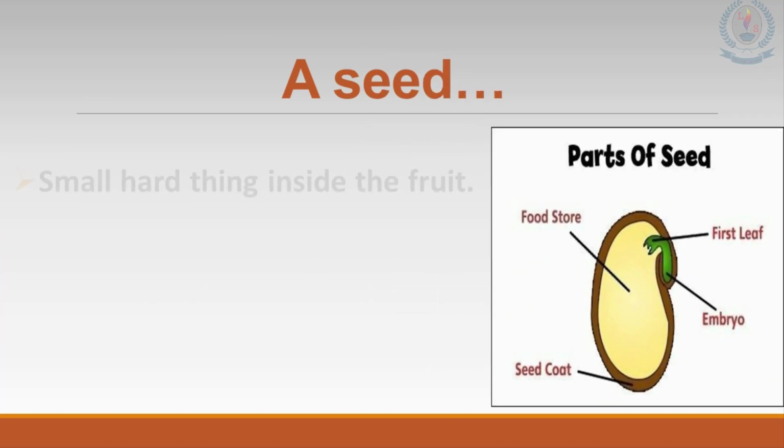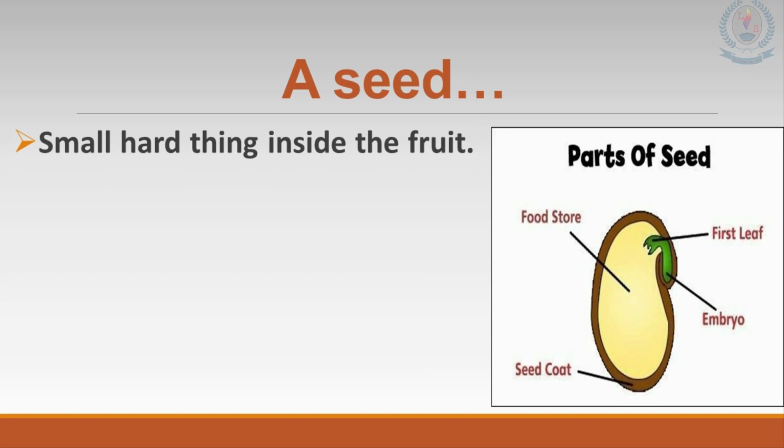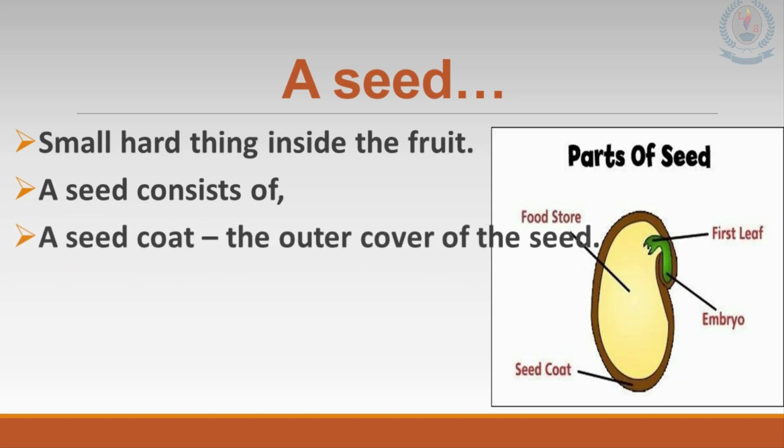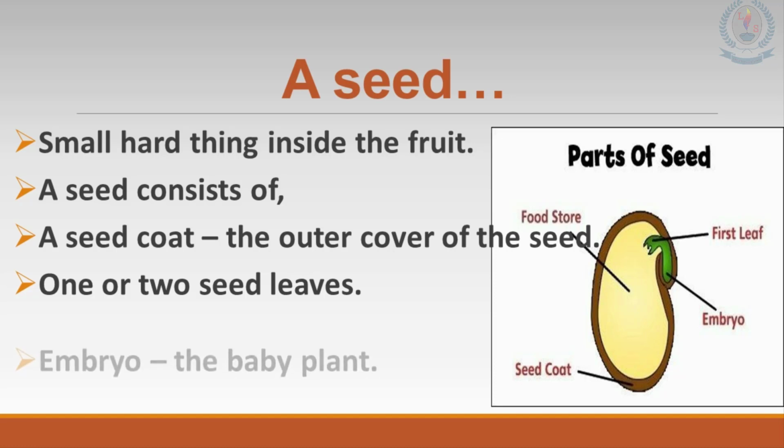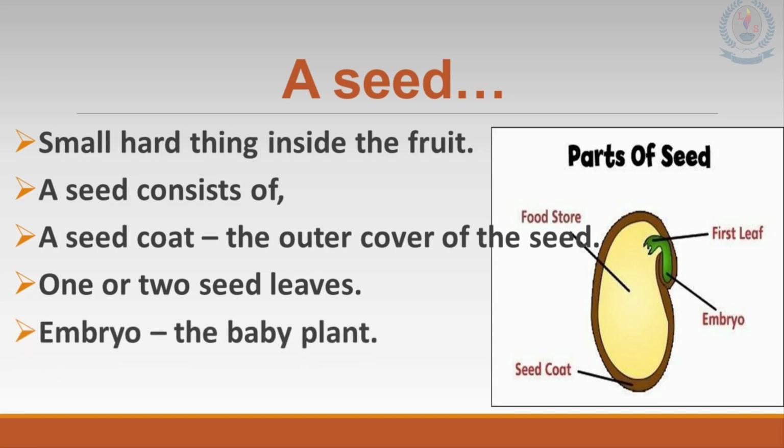Okay children, now let's see what is a seed. A seed is a small hard thing inside the fruit. A seed consists of a seed coat. A seed coat is the outer cover of the seed. The seed also consists of one or two seed leaves, and an embryo. We call it the baby plant. These are the things that a seed consists of.